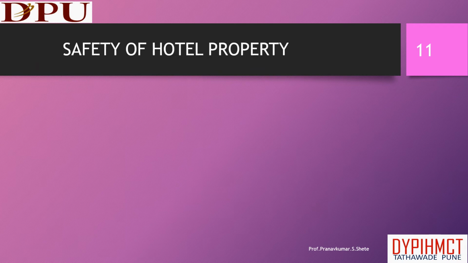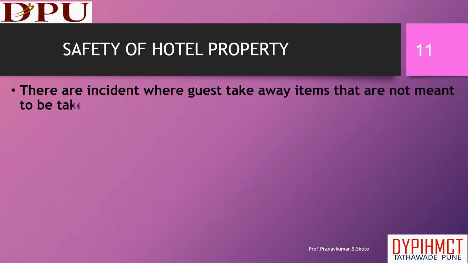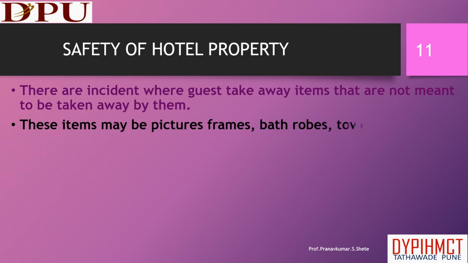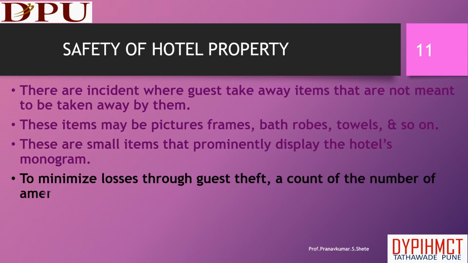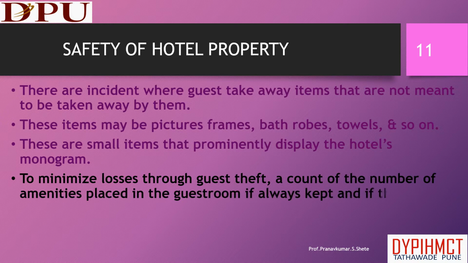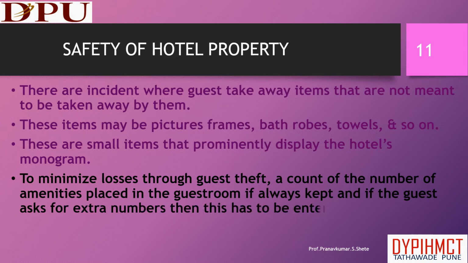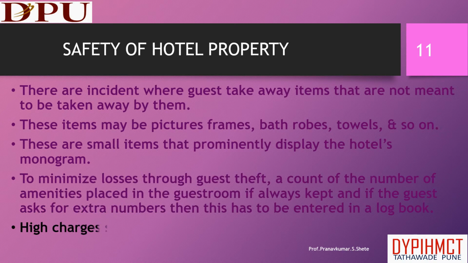Safety of hotel property. There are incidents where guests take away items that are not meant to be taken away by them. These items may be picture frames, bathrobes, towels, and so on. These are small items that prominently display the hotel's monogram. To minimize losses through guest theft, a count of the amenities placed in the guest room is always kept, and if the guest asks for extra numbers, this has to be entered in a logbook. High charges should be levied on articles stolen by guests.